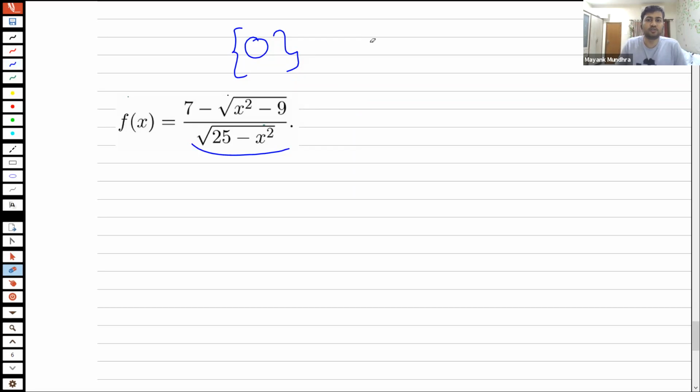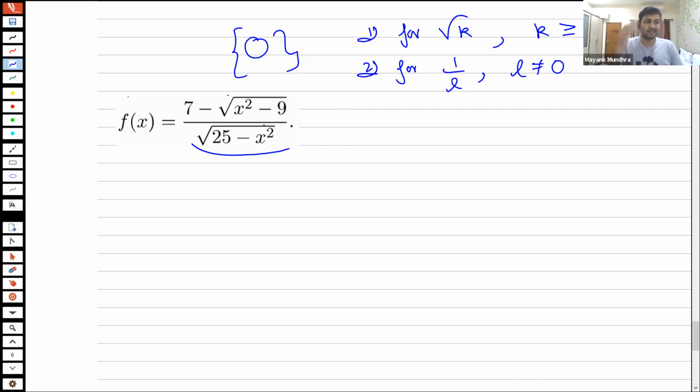So there are certain rules which you need to obey. One thing is, for under root k, k should be greater than or equal to 0. Second rule is for 1 by L, L should not be equal to 0. Okay. So if something is a denominator, it should not be 0. If something is inside under root, it should not be negative.